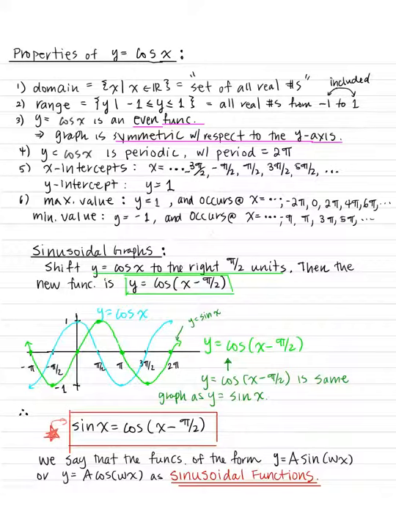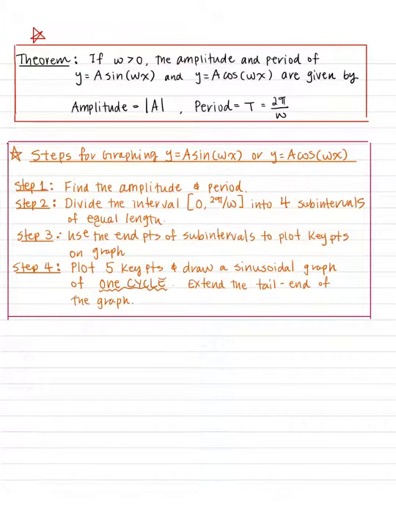And we say that the function of the form y equals a sine of wx or y equals a cosine of wx is a sinusoidal function. W or omega, whichever you want to say, is okay. Let's go over the theorem.